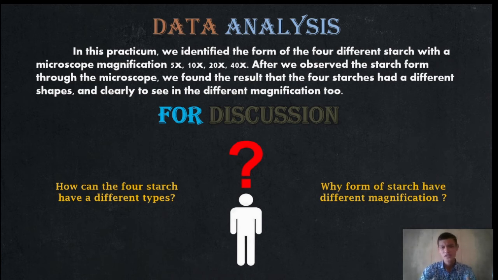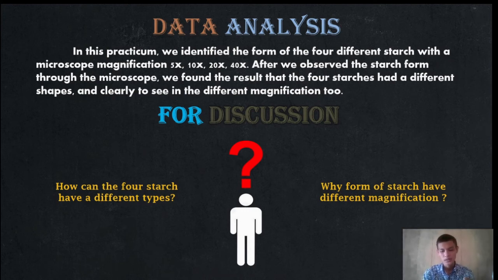So, for the discussion: how can the 4 starches have different types, and why do the forms of starch differ in magnification? The reason the 4 starches can have different types is based on the location of the hilum and lamella in the starch grains.